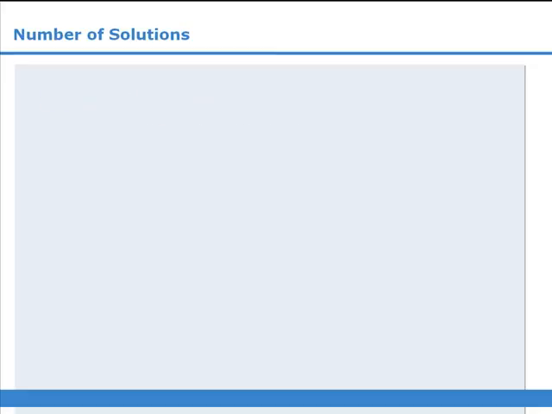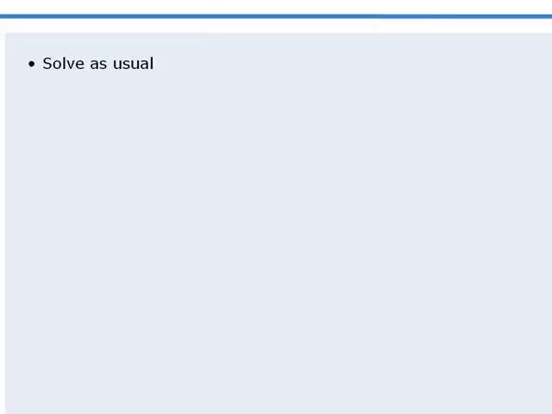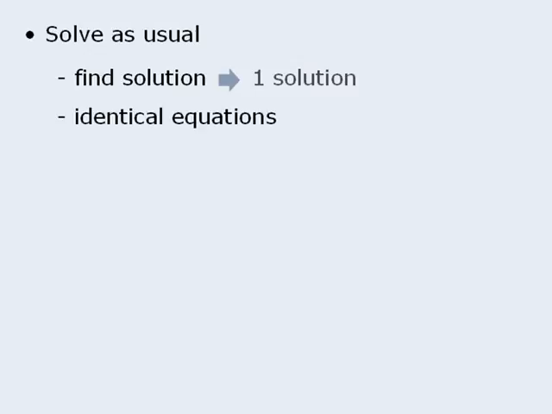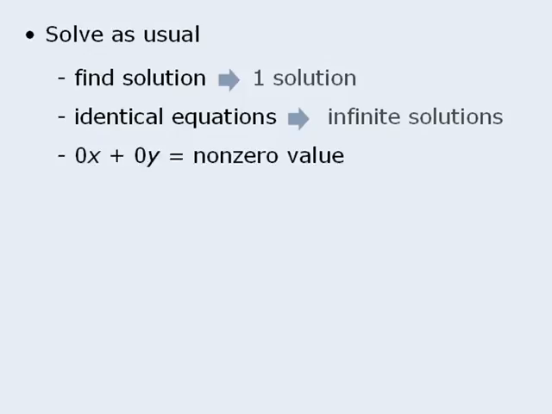Okay, let's summarize. To determine how many solutions a system of two equations and two variables has, begin by trying to solve the system using the elimination method. If you find a single solution, then the system has one solution. If you end up with two identical equations, then the system has infinitely many solutions. And finally, if you end up with an equation where 0x plus 0y equals some value other than 0, then the system has 0 solutions.